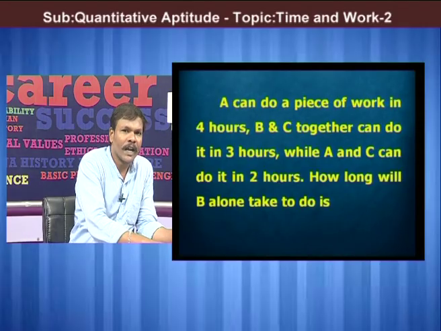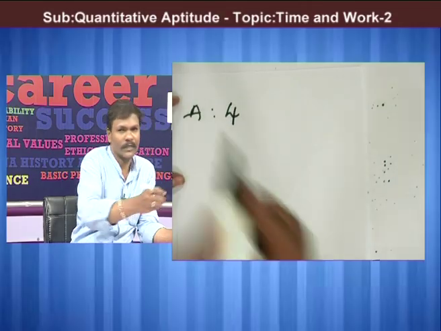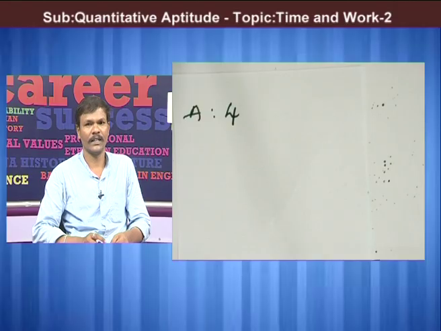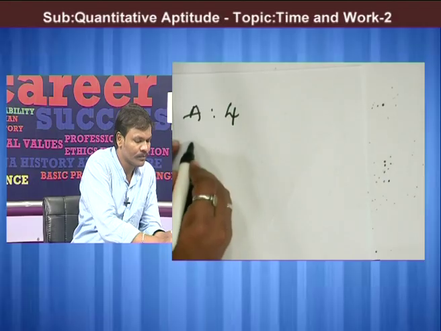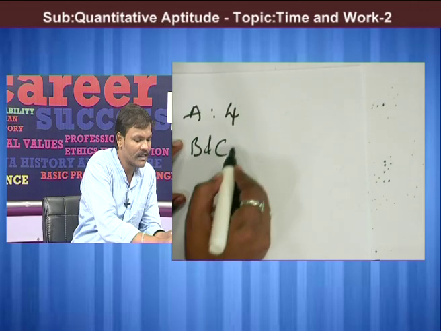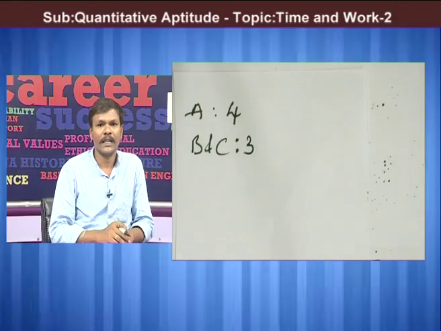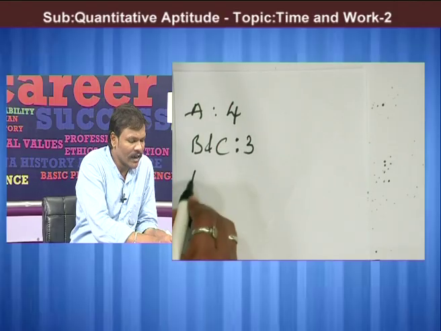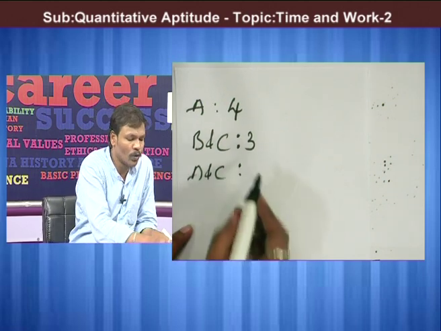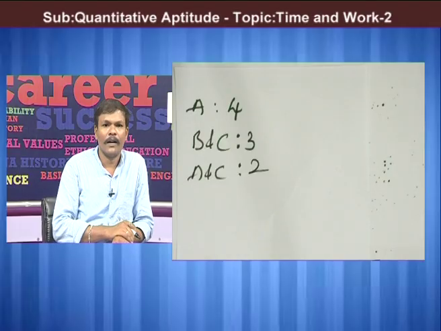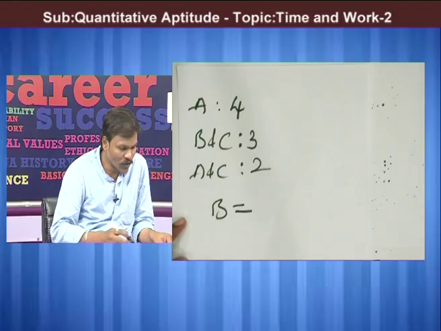What do we have? A can do a piece of work in 4 hours. Next, B and C together can do it in 3 hours. Next, A and C can do it in 2 hours. How long will B alone take to do it?